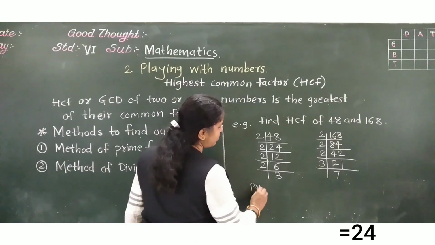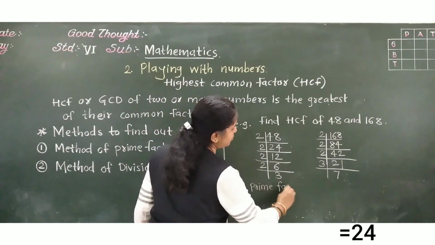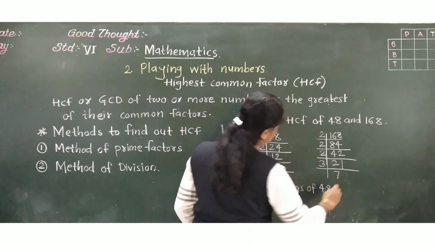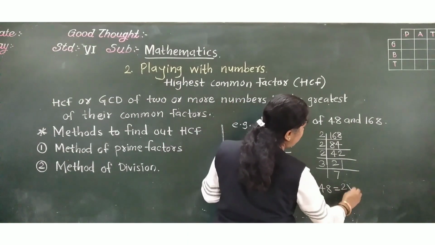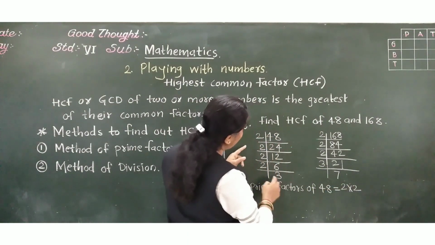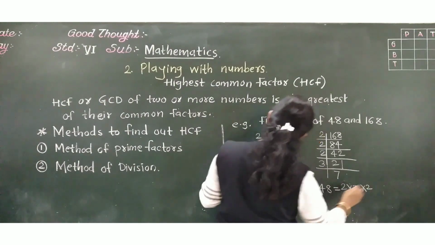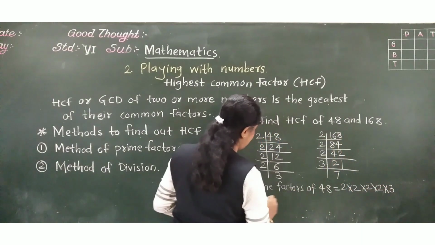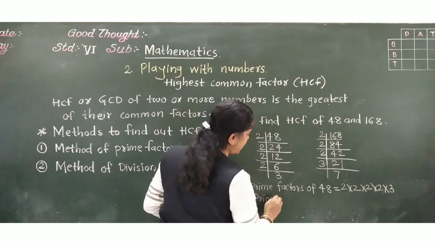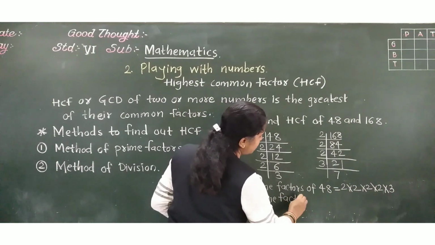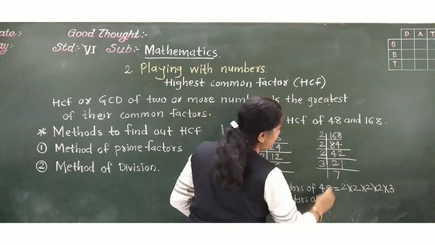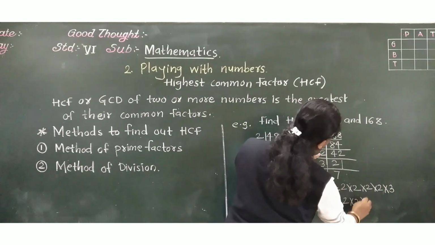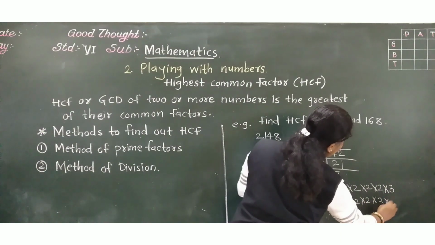So the prime factors of 48 are, how to write it? We have to write all these numbers in the form of a product, that is 2 into 2 into 2 into 2 into 3. And in the same way we write the prime factors of 168: 2 into 2 into 2 into 3 into 7.